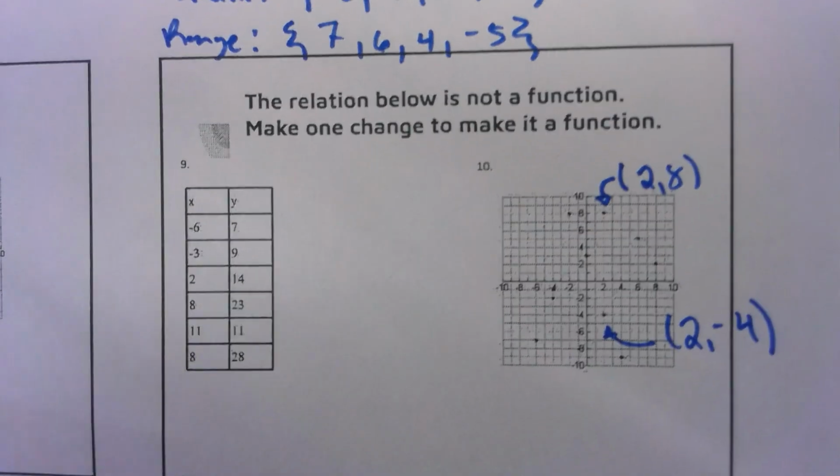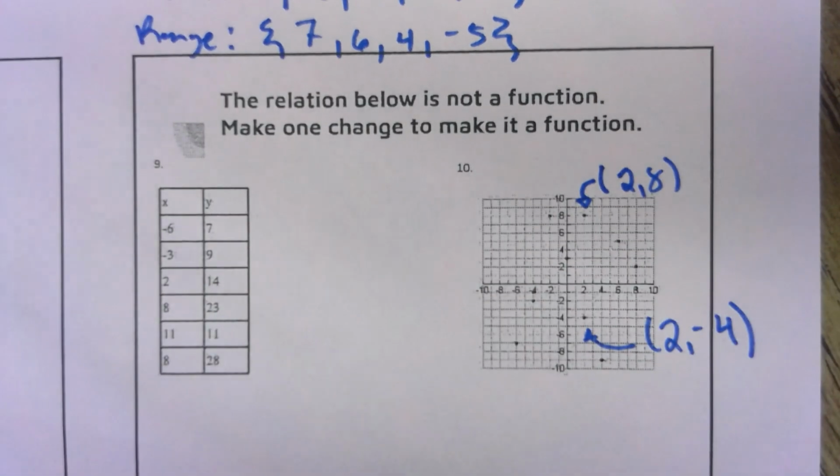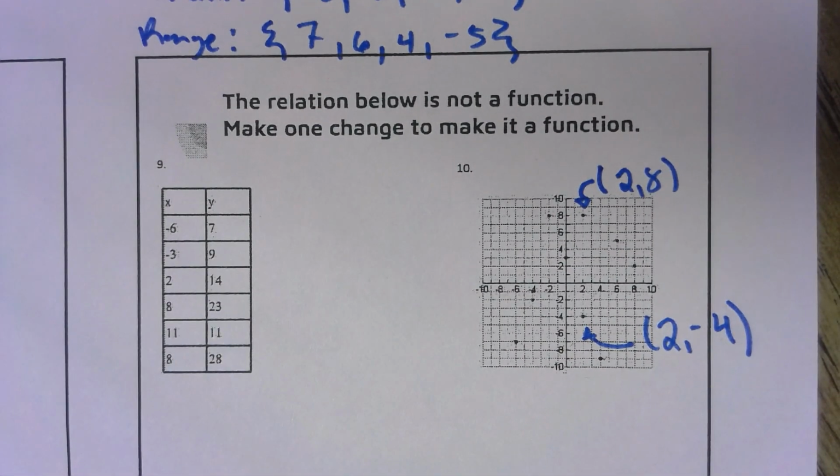10, is it a function? Nope. Right? There's a point where there's an x coordinate of 2 and a y coordinate of 8 and a y coordinate of negative 4. So that is not a function. There is a way for us to test graphs whether or not it's a function. We'll talk about that tomorrow.